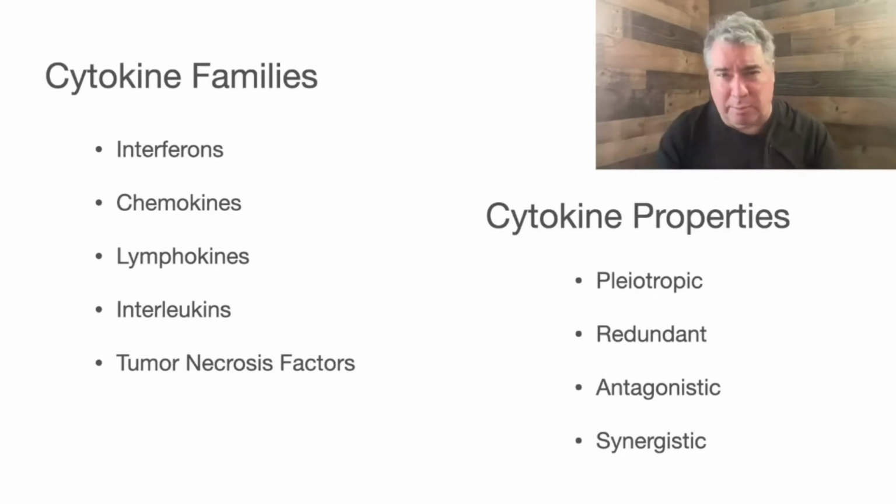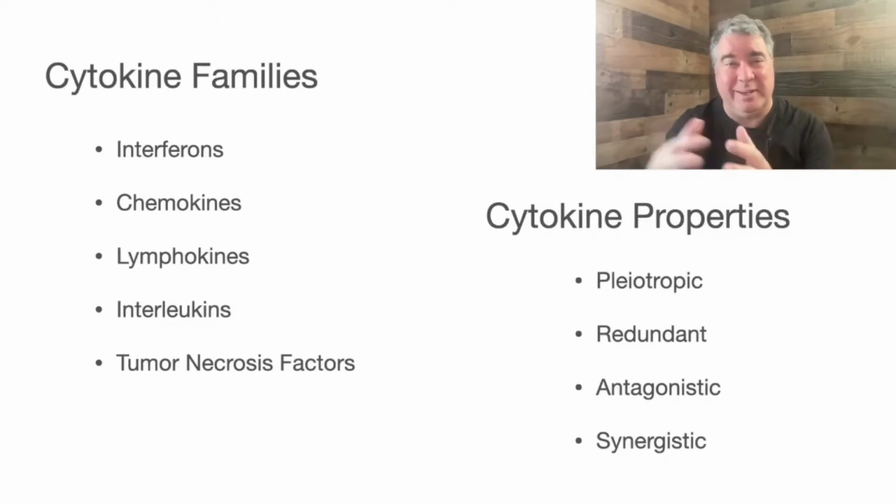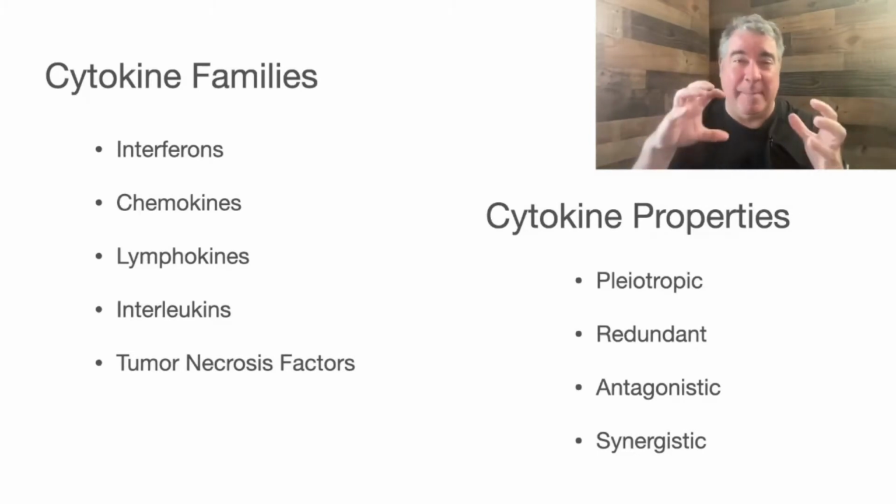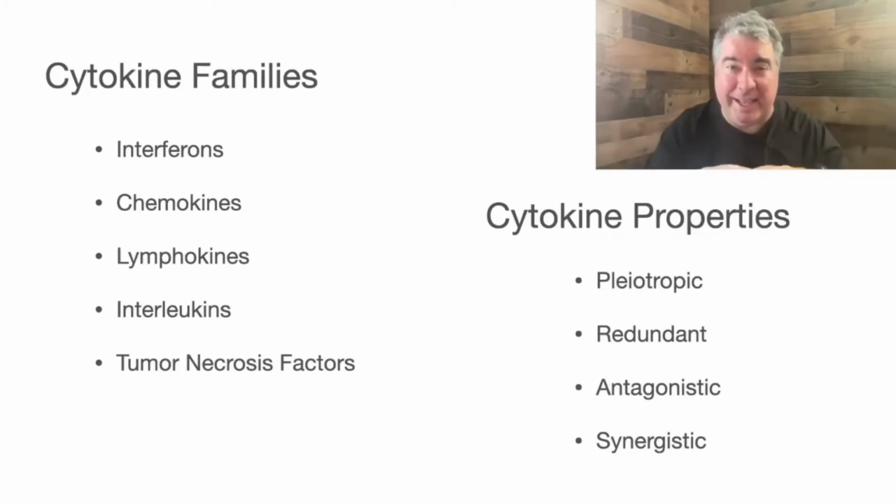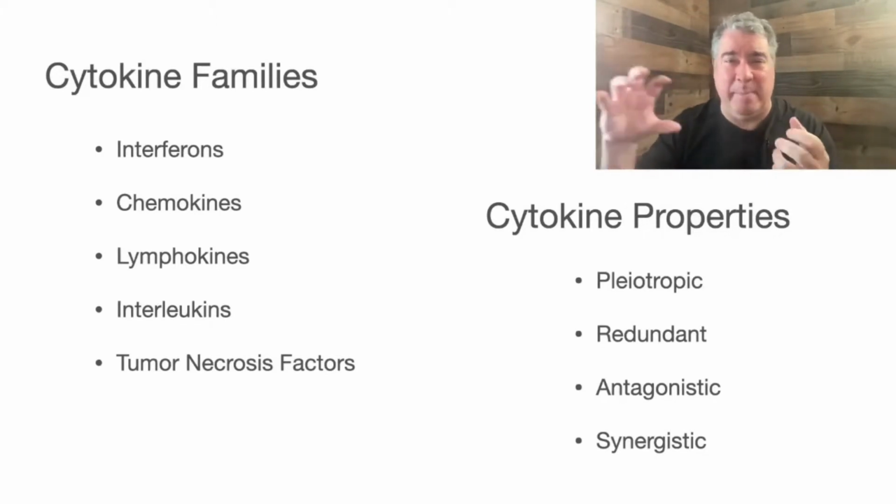You have multiple pro-inflammatory cytokines that exert similar responses. They can be antagonistic. A cytokine can bind a receptor. For example, interleukin-1 is highly inflammatory. But then there's another cytokine called interleukin-1 receptor antagonist that can bind those receptors and mitigate the effects of that pro-inflammatory cytokine. You can have one cytokine bind another cytokine and deactivate it.